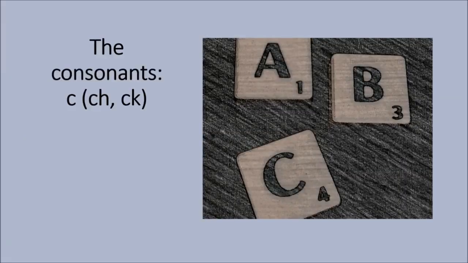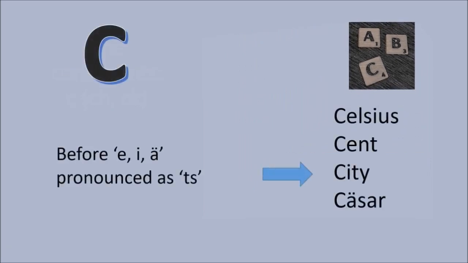Right, we've got one consonant left, the letter C, and C in connection with CH and CK. Now, C on its own. If it's before an E, an I, or an A umlaut, it's pronounced as ts. So Celsius, Cent, City, Caesar.